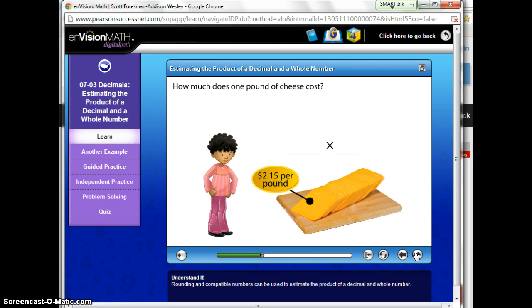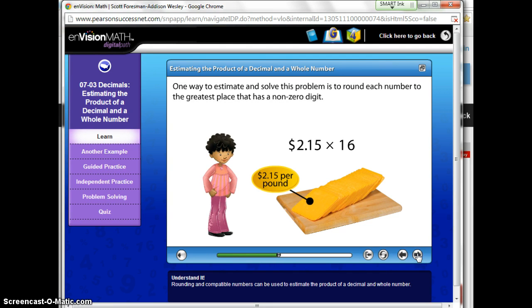Well, the cheese costs $2.15 per pound. And she wants, how many pounds did she mention? 16 pounds. So now what we can do is we can take these numbers and we can estimate them. So we would take whichever one we want to start with. Let's start with the 16. The biggest place value is the tens. So if we wanted to round that number, it would be rounded to what?